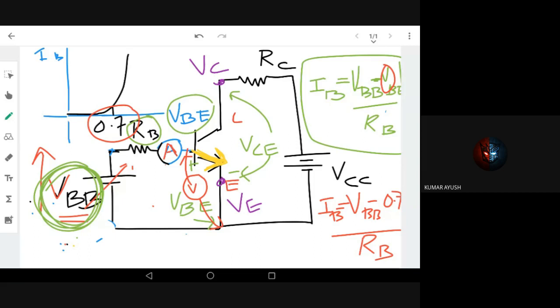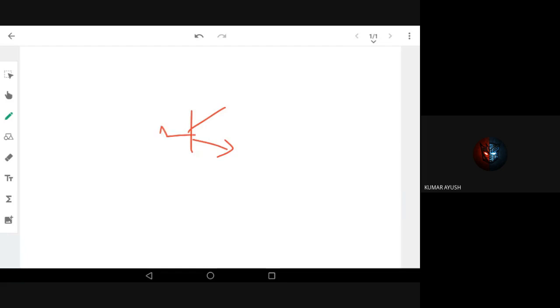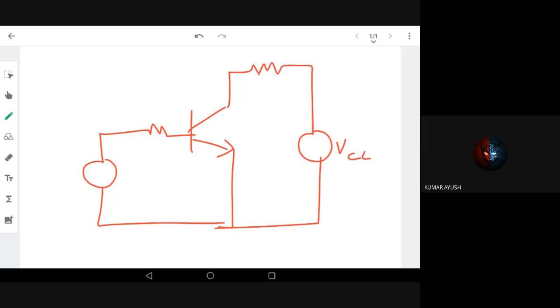Okay, so this is about the IB versus VBE input characteristic, the base curve. Now we are interested in the output characteristics. This is voltage VCC, and we are interested in varying this voltage VCC. Either we can use RC also to vary, but usually we keep RC fixed.